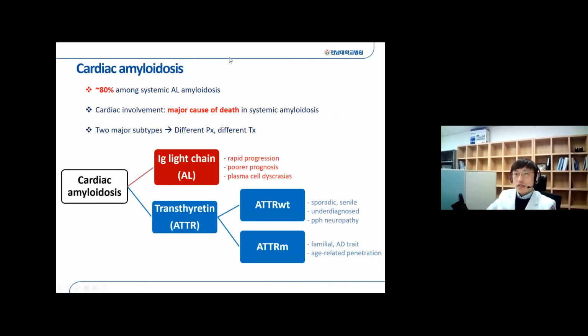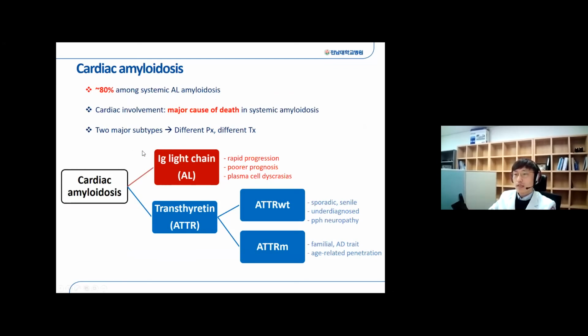Cardiac amyloidosis is observed in up to 80%, so it is not rare among systemic AL amyloidosis. Cardiac involvement is the major cause of death in systemic amyloidosis, and there are 2 major subtypes which have completely different prognosis and different treatment options.